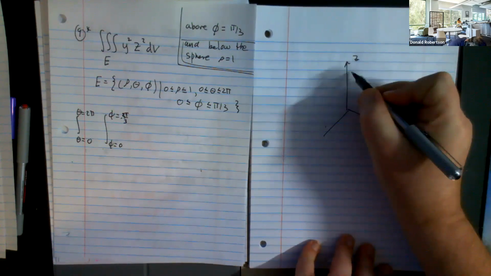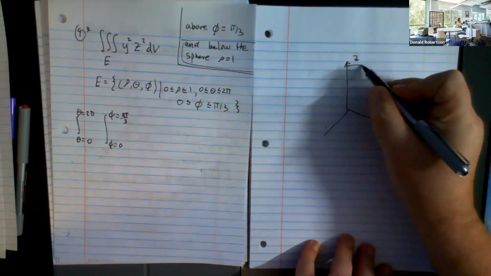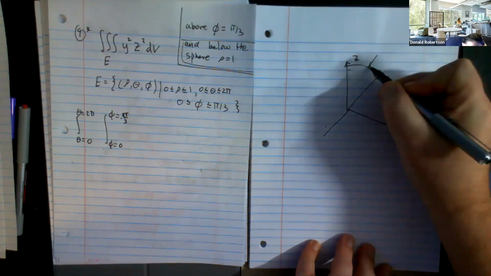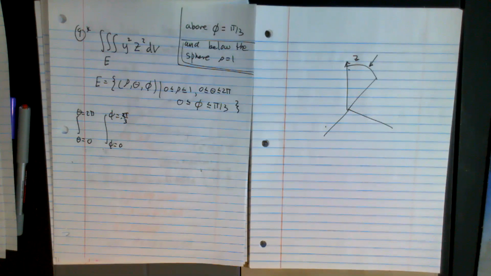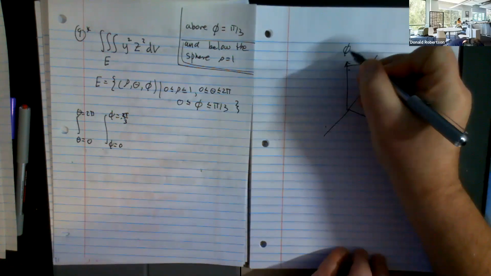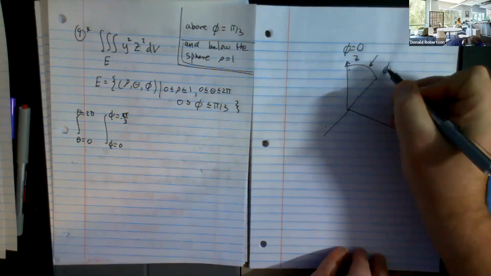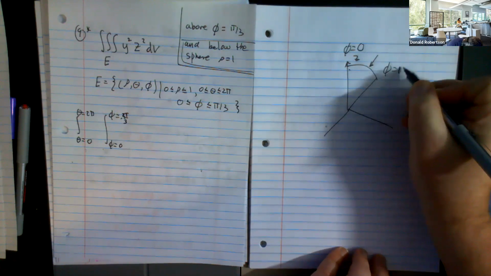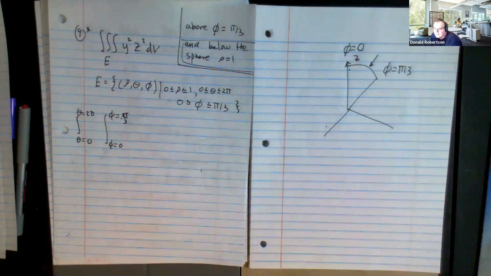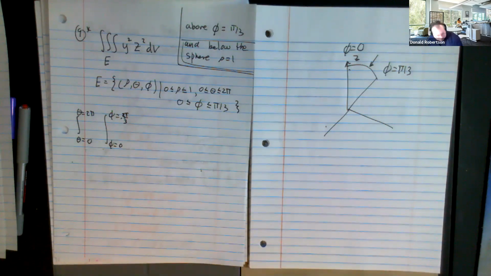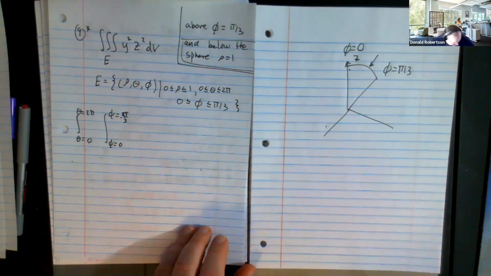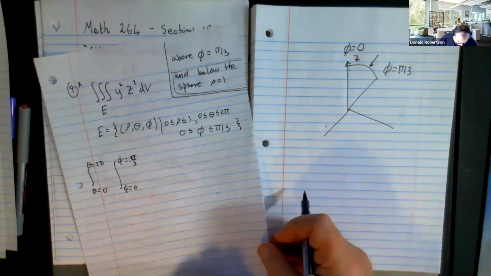When you do the above part, we're talking this piece here, aren't we? Well, at this position here, phi is 0, and at this position, phi is pi upon 3. So the above is 0 to pi upon 3. But that was a good question, because I just said that like it was obvious, and it's not.